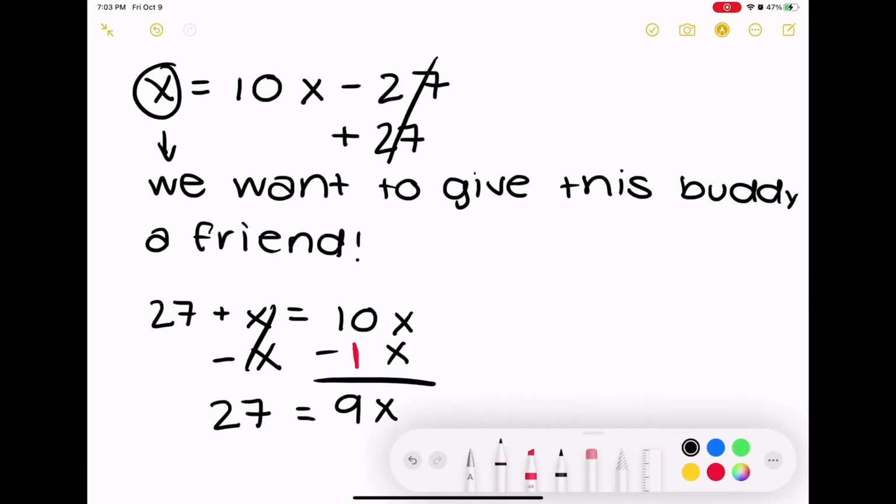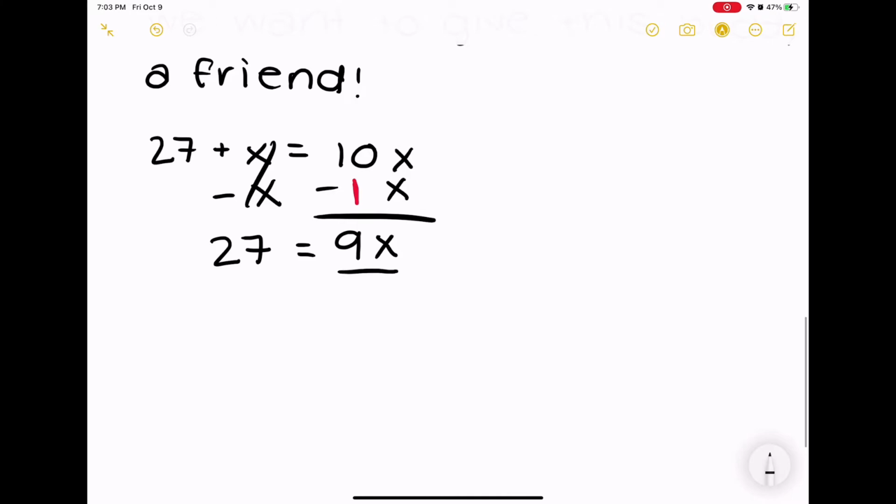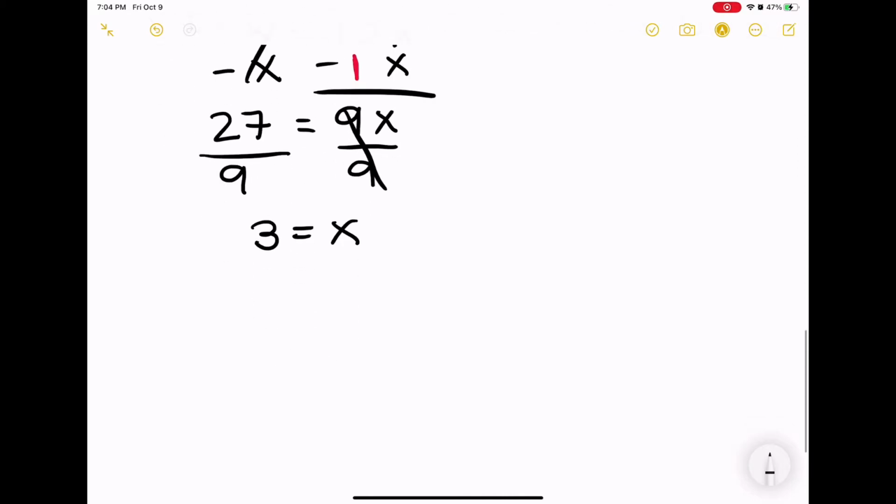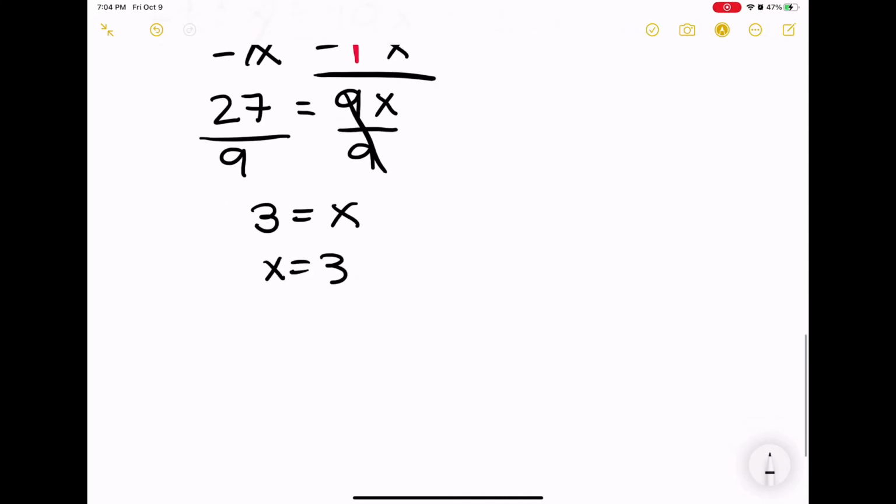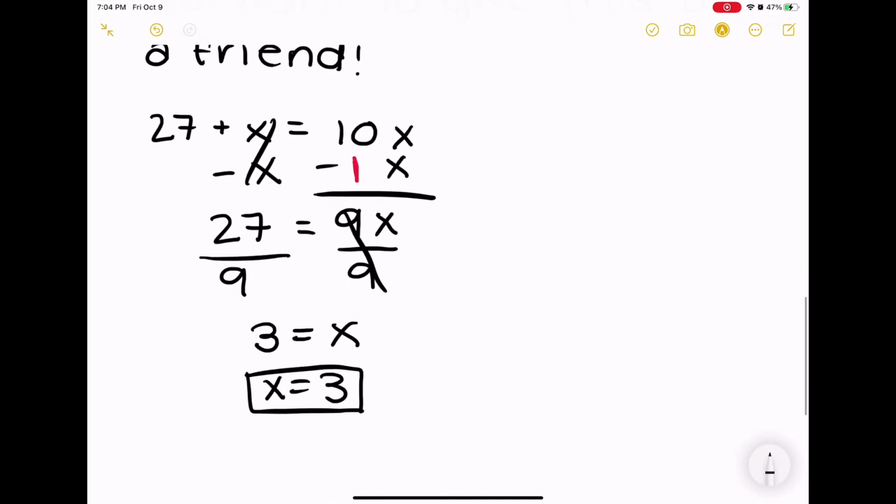And I just wrote the invisible one, and if you need to write the invisible one, sure, go ahead, because no one can mark you off points because it technically is true. And then we're gonna divide by 9 on both sides, and you get 3 is equal to x, or x is equal to 3. So as you can see, you're just building off of those teeny tiny steps.